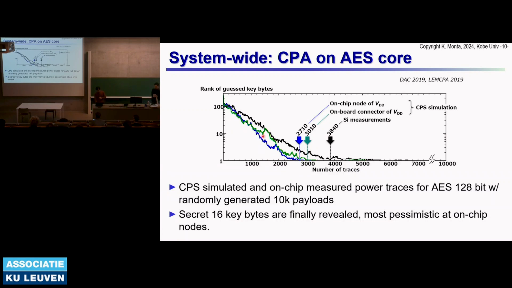We have three different plots. One is blue, which is the most pessimistic. This is the case for the simulation at the on-chip node of VDD, meaning inside the chip. The green one is the onboard connector, and the black one is the silicon measurement. So all the trends are mostly the same, and the simulation can be a bit pessimistic, but it's good for designing AES chips. This is a kind of system-wide usage model of our simulation techniques for the cryptographic world or the chip.